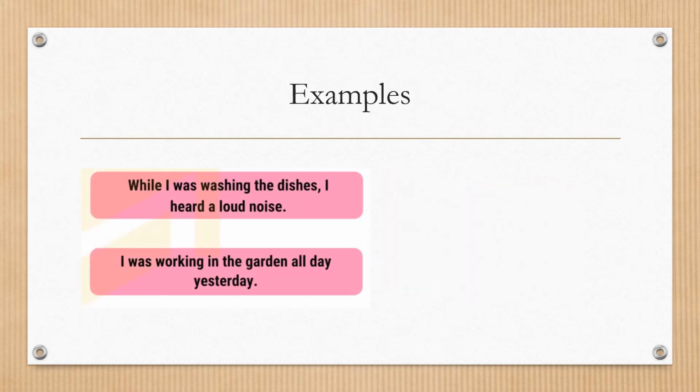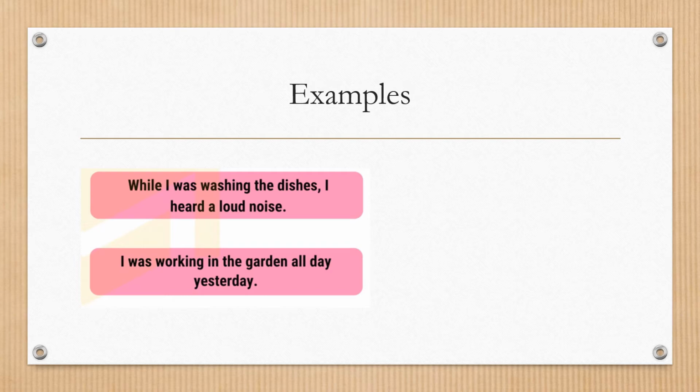Let's see some examples. While I was washing the dishes, I heard a loud noise. So those are two actions that are happening suddenly. Was washing the dishes takes time. It was in progress because when you wash dishes, you need time to do it. It is something that you take at least 10 minutes to wash the dishes, right? So while I was washing the dishes, I heard a loud noise. The noise was in a specific moment in the past. It is in simple past, but the time in which I was washing the dishes was a period of time.